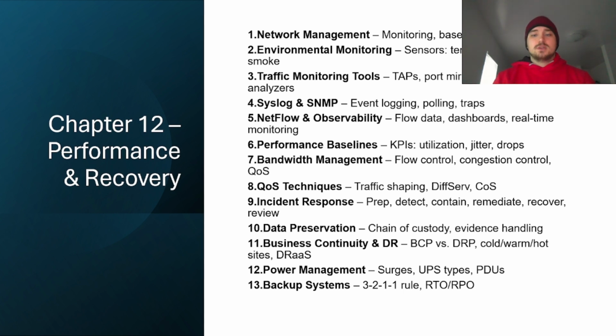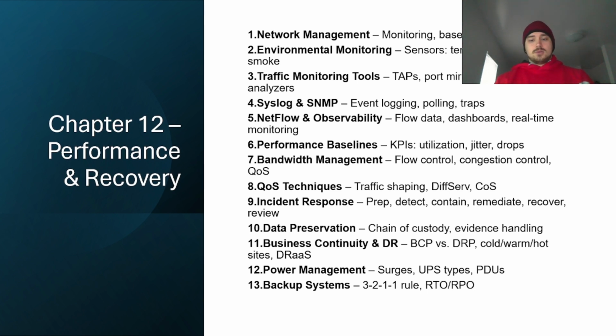Incident response: we have prep, detection, contain, remediate, recover, and review. And then we have data preservation, which is chain of custody and evidence handling. We have business continuity and disaster recovery, which involves BCP versus DRP. And then we have cold/warm/hot sites. And then we have DRaaS.